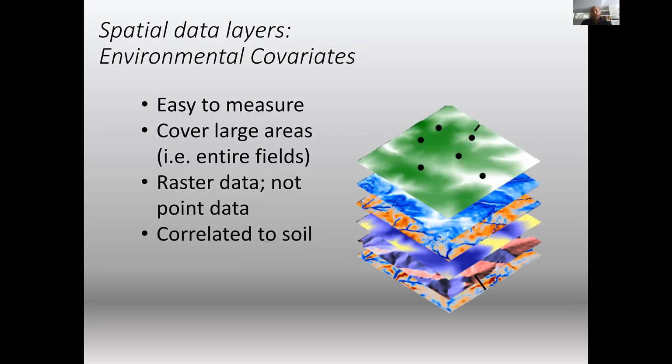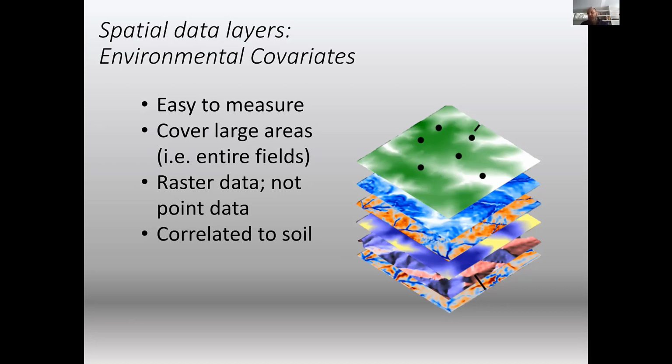So the types of environmental data we use are really varied, but the key piece to any covariate is that it needs to be easy to measure. My favorite types of covariates are free or publicly available data. They often cover large areas, and they're typically in some sort of raster format. We don't want point data. We want data that's measured everywhere across the landscape we're trying to predict.